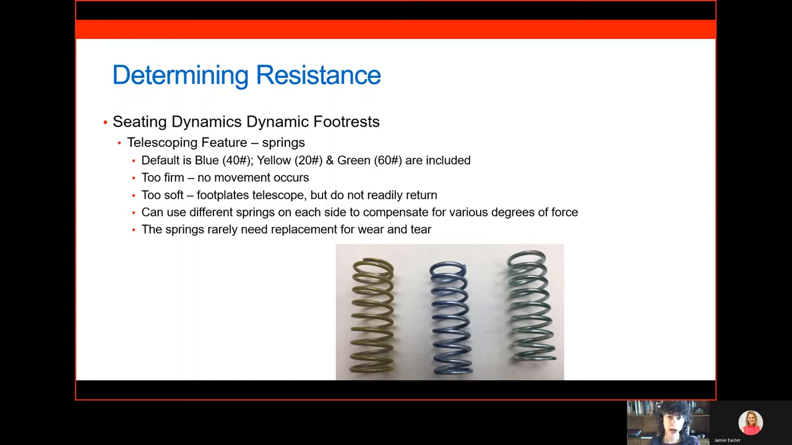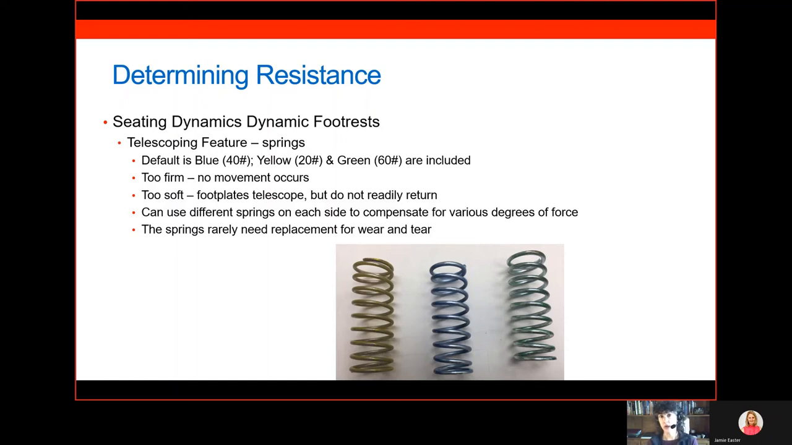So try out the default, and if it doesn't seem to work, you could try a softer or firmer level of resistance. If the resistance is too firm with that default, you'll notice the client isn't activating the mechanism, and you may need to swap to something softer. Even a client who has very, very high force may surprise you and require a lower amount of resistance. If it's too soft, the client may telescope or elevate that footrest and then not readily return.